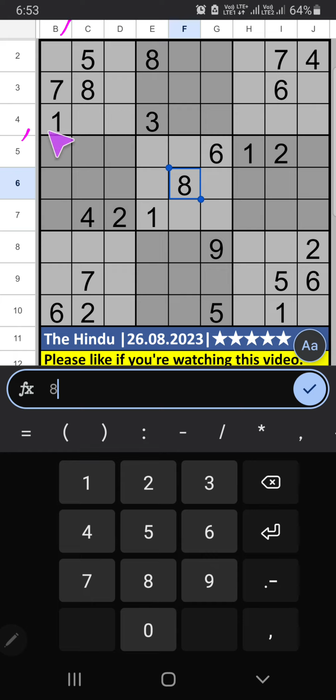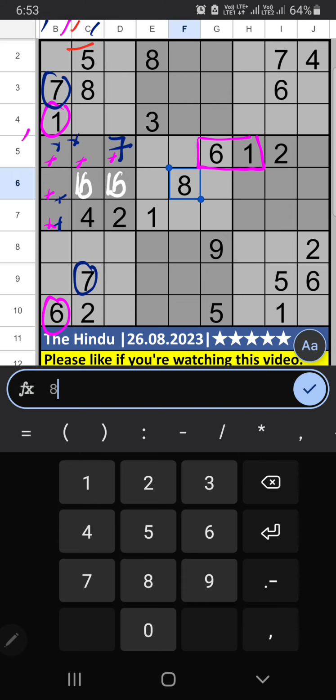Column B, 5th row. We have pair numbers 1 and 6. So 1 and 6 can't come in these cells. It will come in one of these cells. We'll confirm later. Column B, column C, we have 7. So 7 can't come in these cells. Then 7 is confirmed here.